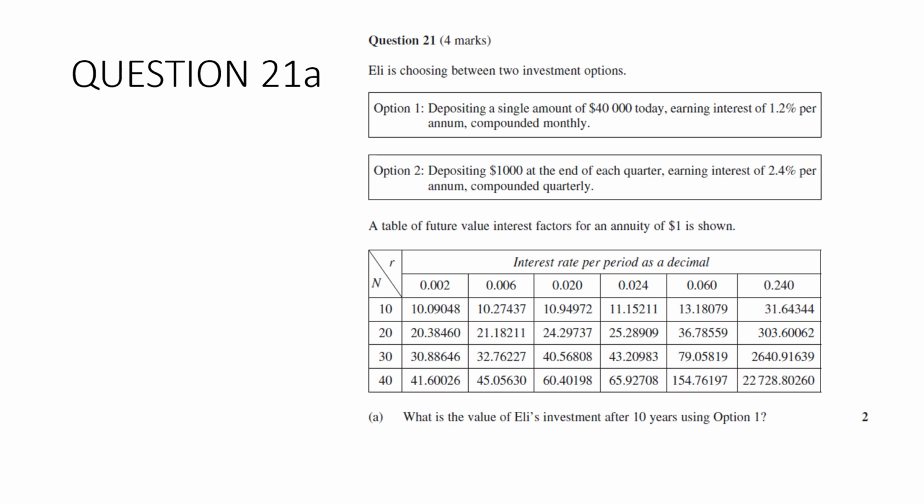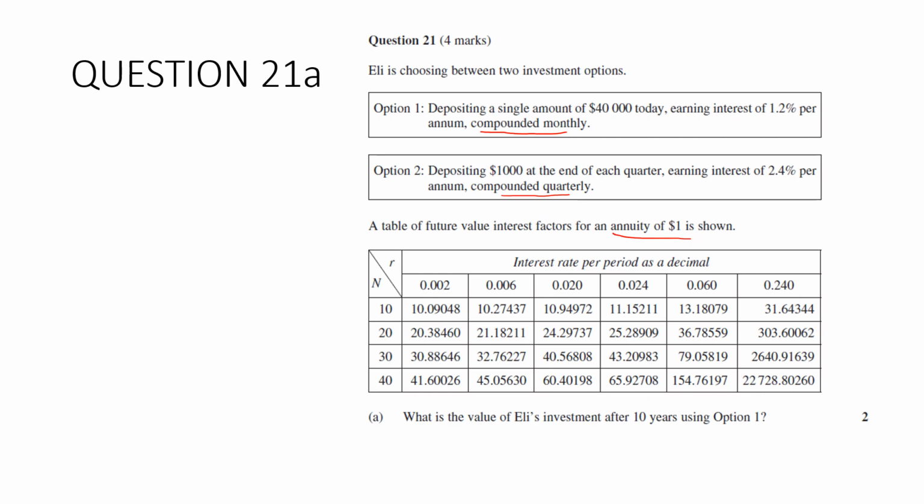21A. Eli is choosing between two investment options. Option 1, he deposits a single amount of $40,000 today, and he earns interest of 1.2% per annum compounded monthly. Option 2, depositing $1,000 at the end of each quarter, earning interest of 2.4% per annum compounding quarterly. All right, a table of future value interest factors for an annuity of $1 is shown. What is the value of Eli's investment after 10 years using option 1?